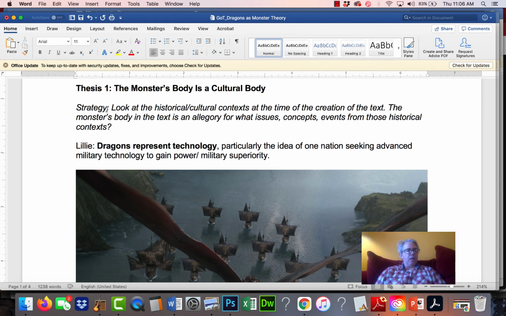So I put a little strategy here for you. What I'm doing when I'm thinking about this thesis is that I want to look at the historical and cultural context of the time of the creation of the text. There are two times we're talking about here, because George R. R. Martin started working on this book series in the 1980s, and then obviously in the 2000s is when the television series is being created, right?